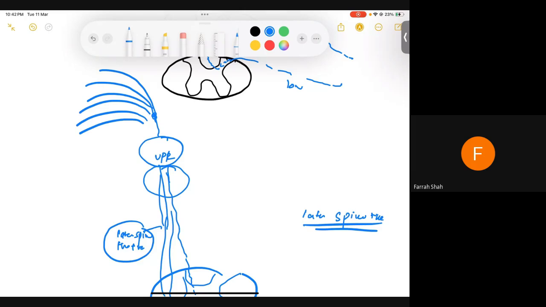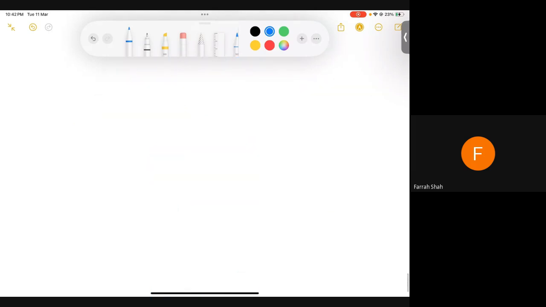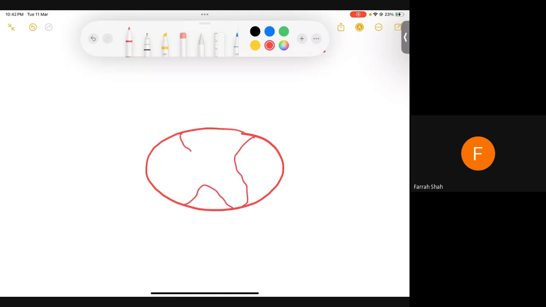Yes. Okay. Let's revise these tracts. So we have the dorsal column, medial lemniscus tract, right? So we already discussed that we have our spinal cord, we have gray matter, the butterfly, right?